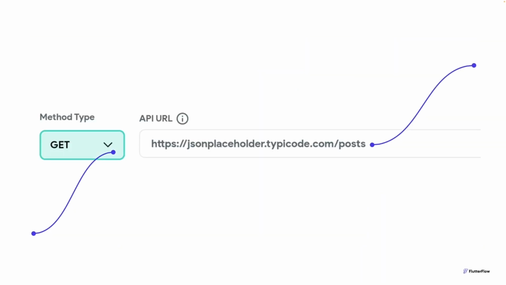Let's talk about them. Get is the most common method. When you use get, you ask the server to send you some data. For example, you'd use a get request if you want to retrieve a list of users from an API. It's like saying, give me the information I need.